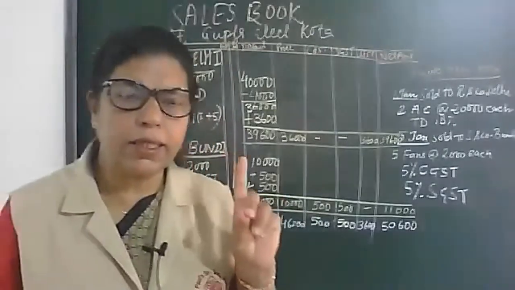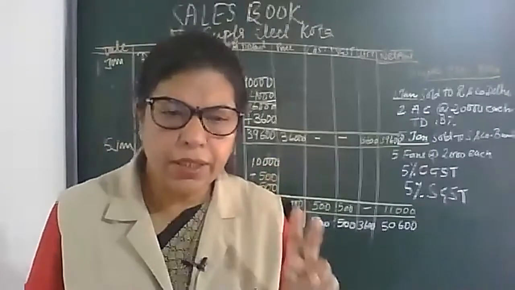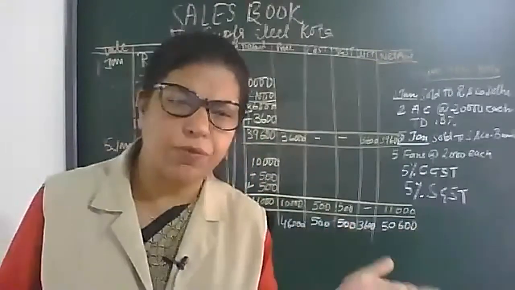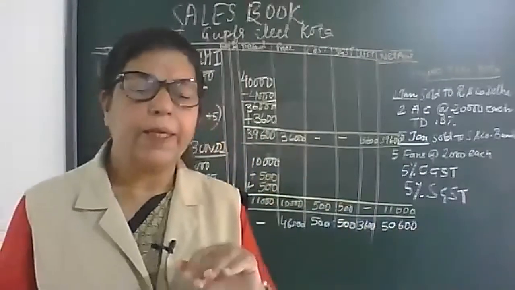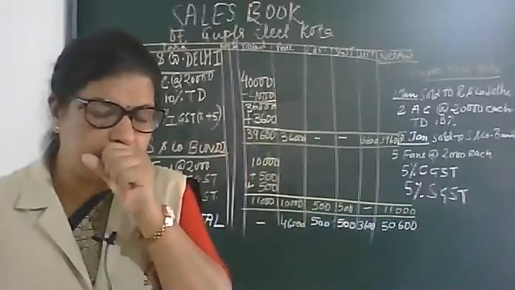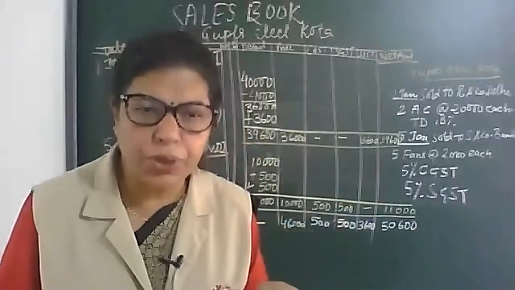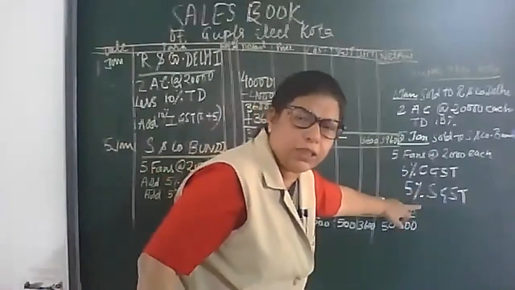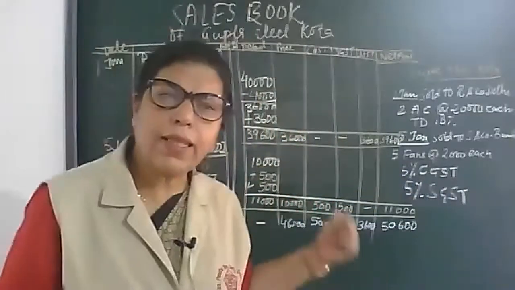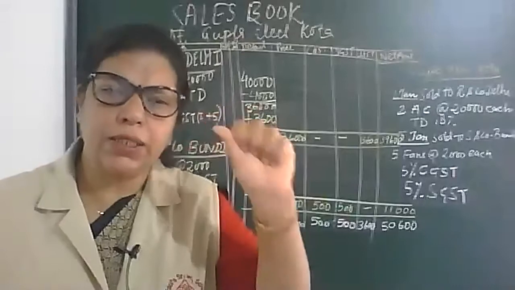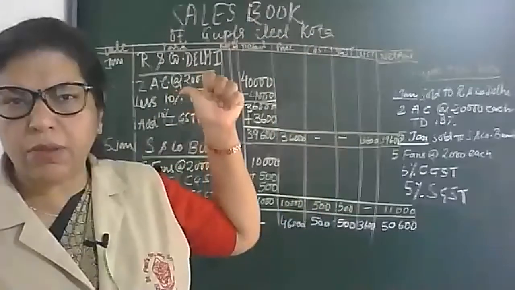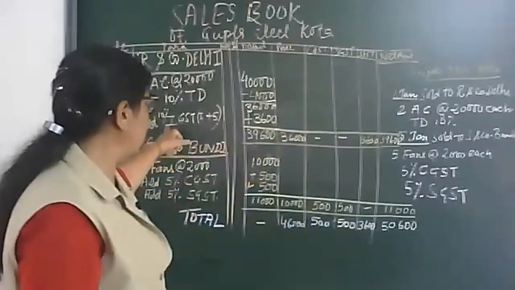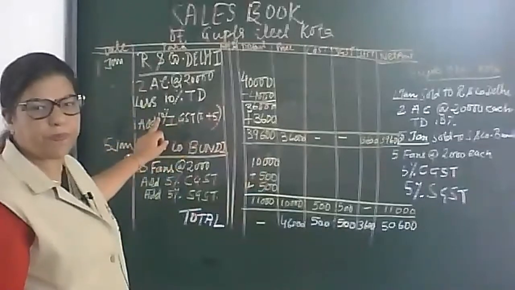IGST means integrated goods and service tax that is imposed by the government when the transaction takes place within two or more than two states. So at that time, IGST is the total of central goods and service tax and state goods and service tax. In that case, 5% CGST will be taken by the central government and 5% SGST by the state government. So IGST is the total of these two.